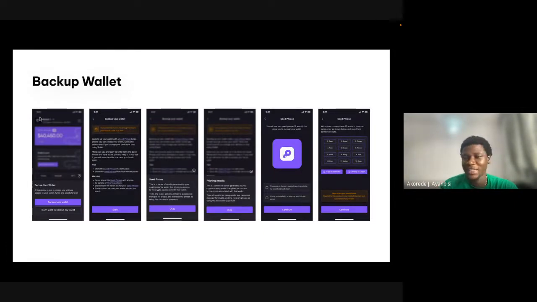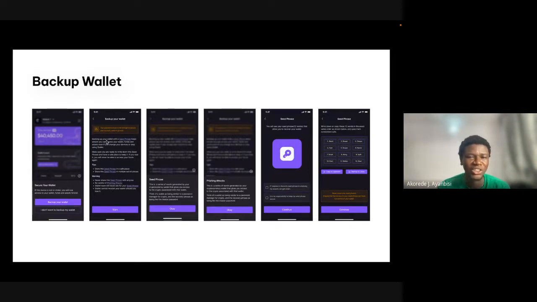So this is just the dark mode version. I just interchanged it so that we can get to see it both ways. So this is how it's going to show when you initially log in. So you can either say, okay, you don't want to back up my wallet, then it reminds you later. But when you click on back up your wallet, then it takes you to this page.